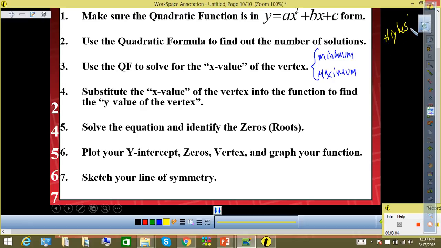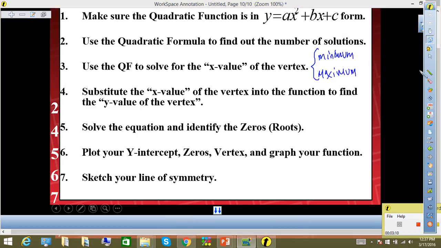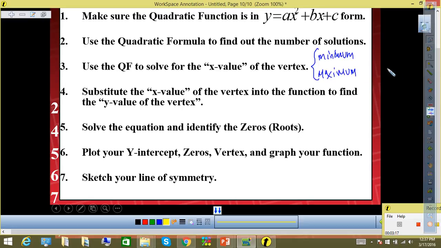Minimum is the lowest, or maximum is the highest point in the parabola. So in our graph, the vertex will tell us whether it's the highest or the lowest point.